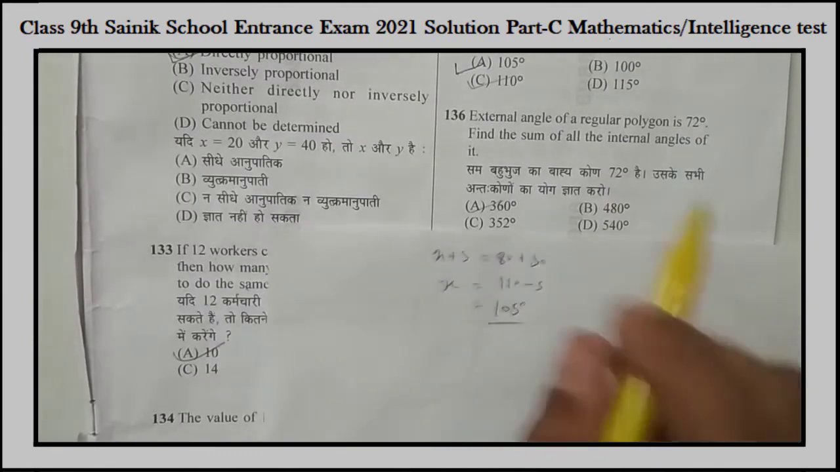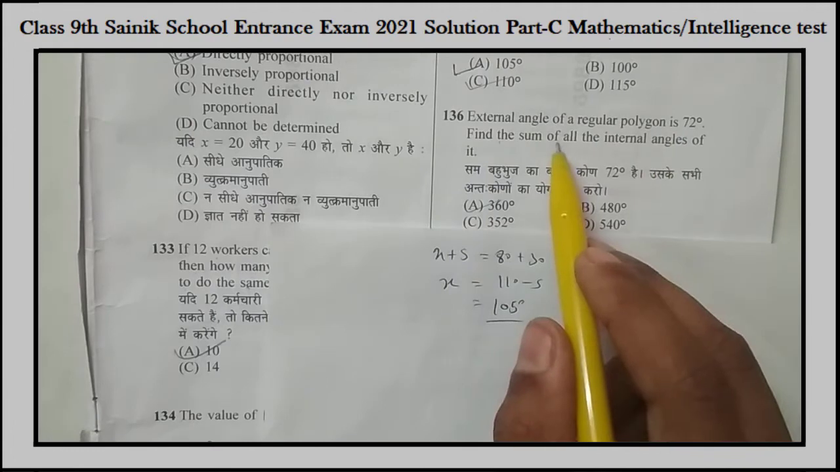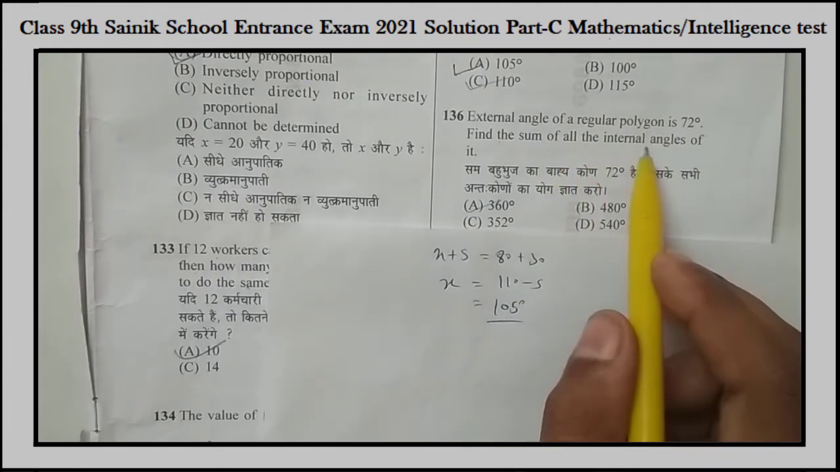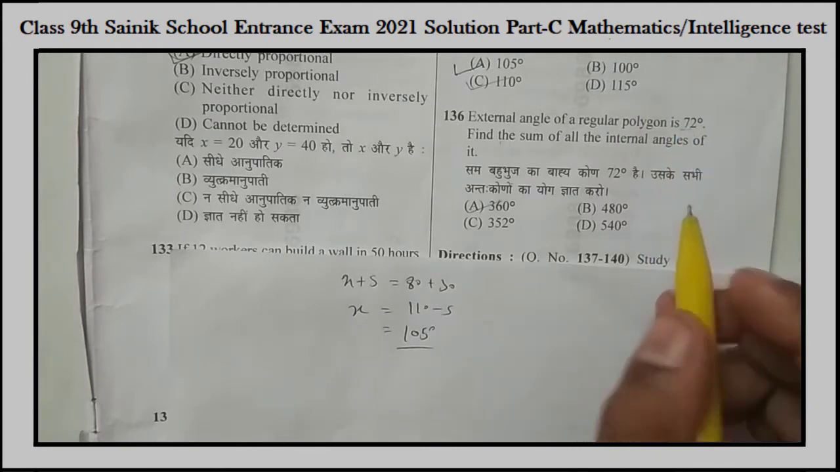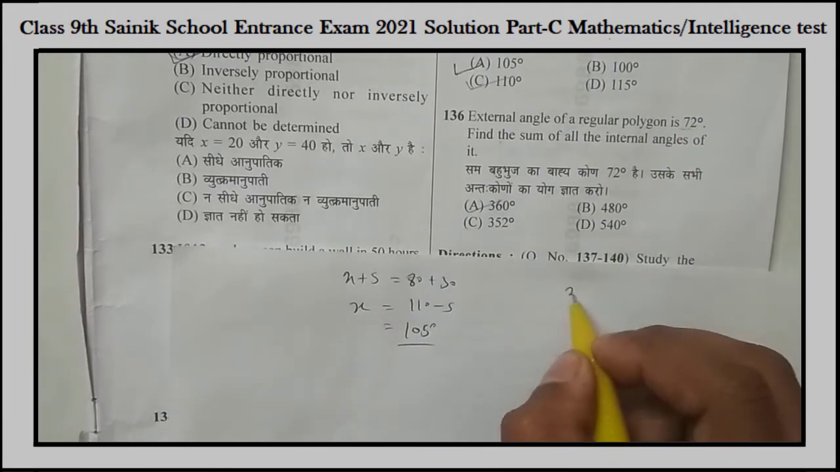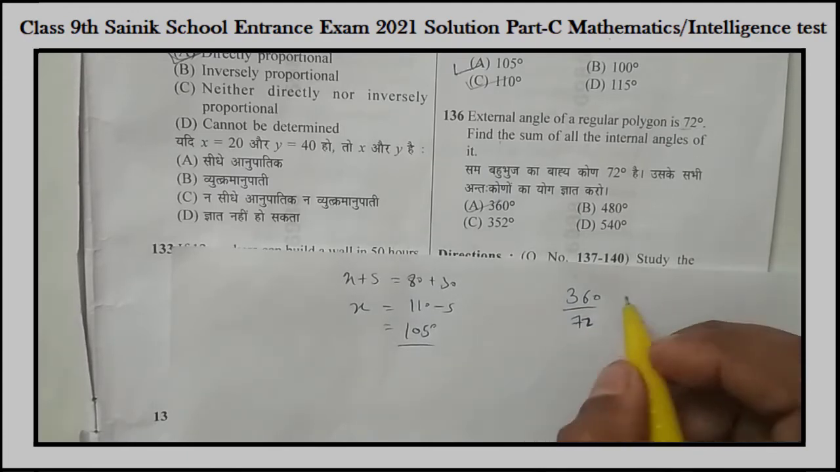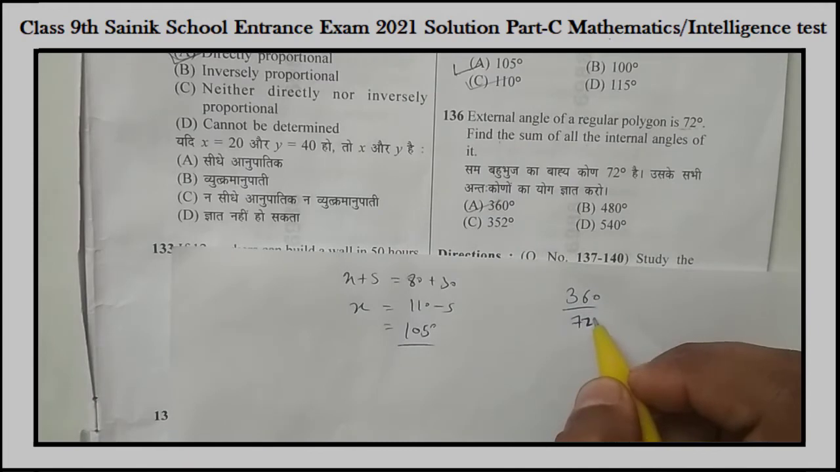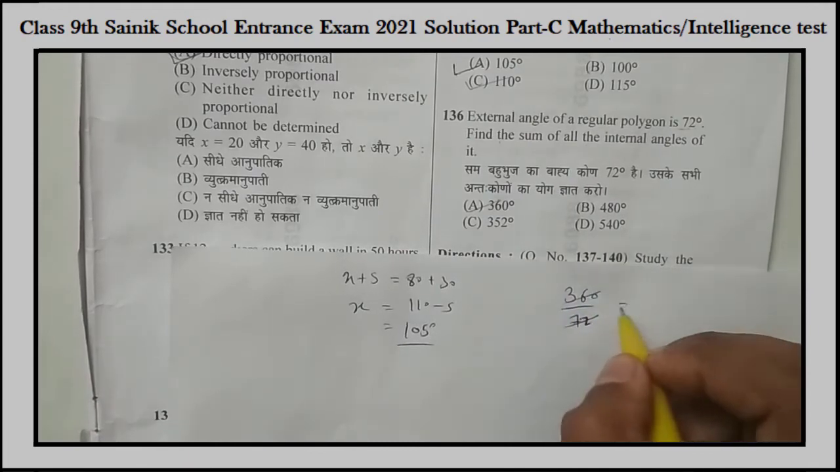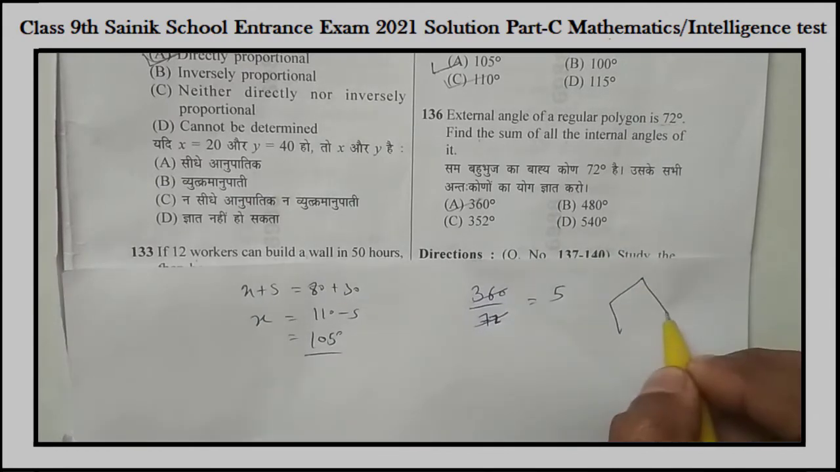The next question is: the external angle of a regular polygon is 72. Find the sum of all the internal angles of it. So from this value we can calculate the number of sides. How? Here 360 divided by 72. This is the formula for calculating the number of sides of any polygon using the external angle. If we divide it, we get the value 5. So we get that it is a regular pentagon.